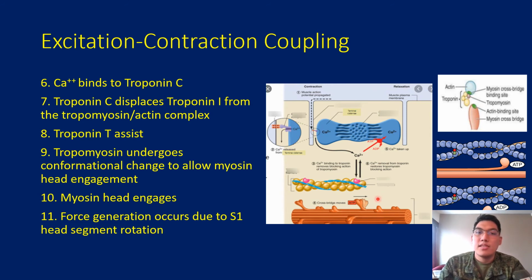Troponin T will assist the binding of your troponin C to the tropomyosin. Then tropomyosin undergoes conformational change to allow myosin head engagement. Then the myosin head engages and force generation occurs due to S1 segment rotation.